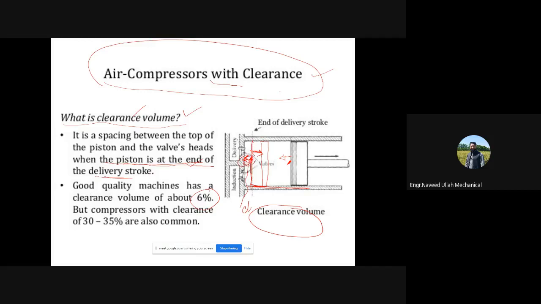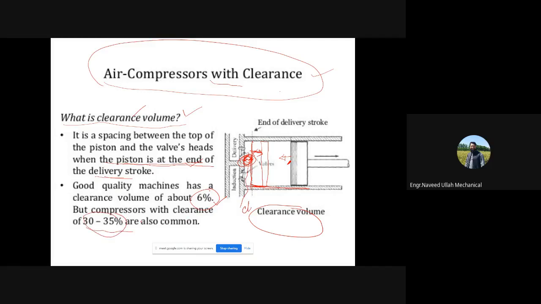तो ये जो आपके पास स्पेस बचती है ना, इसको हम कहते हैं clearance volume. अच्छा, फिर कहता है कि good quality की machines has clearance volume of about 6%. ये depend करता है designer के ऊपर कितना clearance रखता है. 6% ये होता है, लेकिन it depends. But compressor with clearance of 30 to 35% is not hard and fast. It depends on the design.